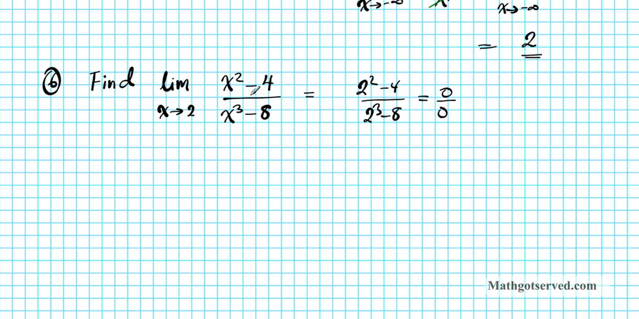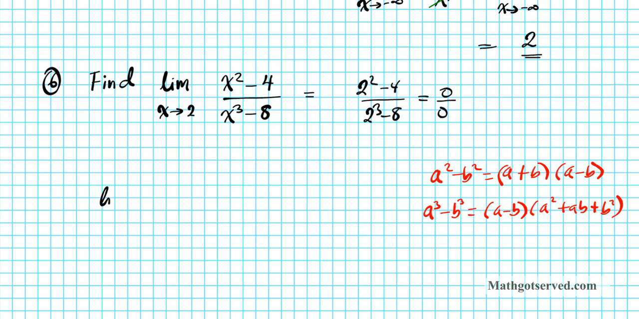x squared minus 4 is the difference of squares, so we can use the formula a squared minus b squared equals (a plus b) times (a minus b) to factor that. And for the denominator, it's the difference of cubes, so we can use the formula a cubed minus b cubed equals (a minus b) times (a squared plus ab plus b squared). That's what we're going to use to factor the denominator. So let's go ahead and apply these two formulas here.